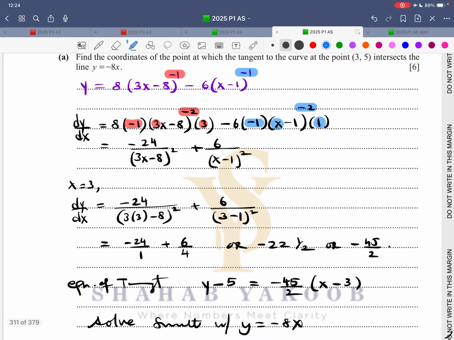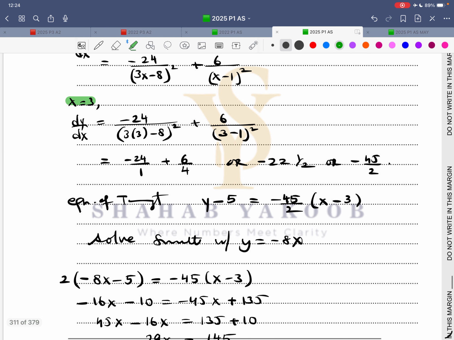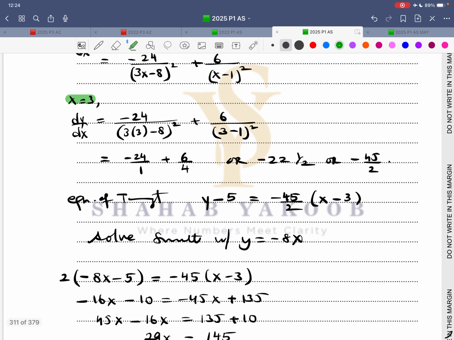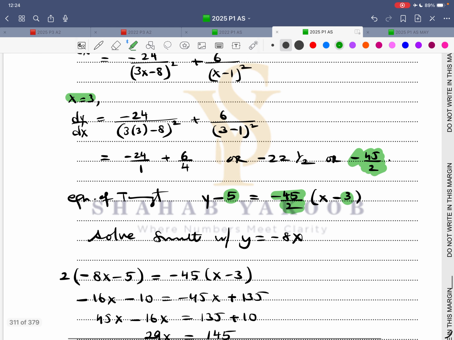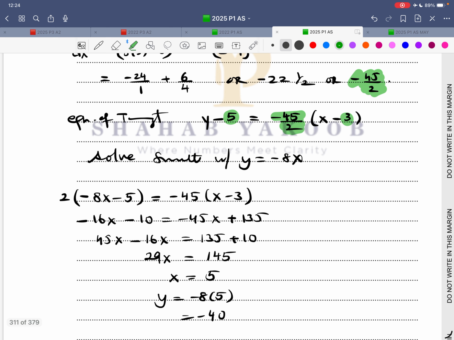Now let me plug in the value of 3. So if I plug in 3 over here, the value of dy by dx is -45/2. Expect the unexpected. Things do happen like this. Equation of tangent: y minus y1 equals m times x minus x1. So this is x1, this is y1, this is the gradient. There is no need to simplify.